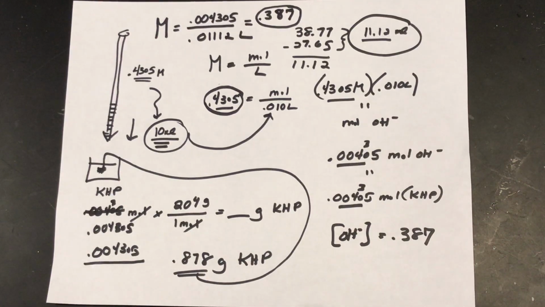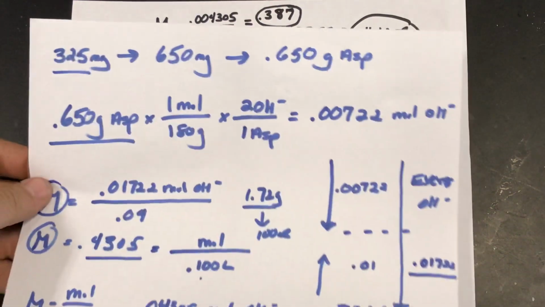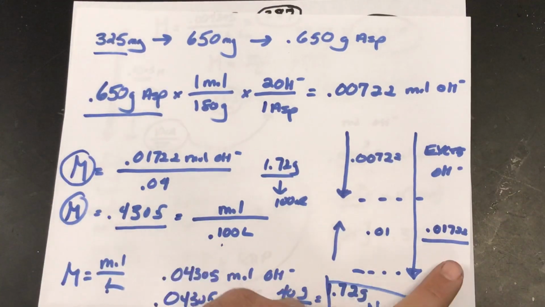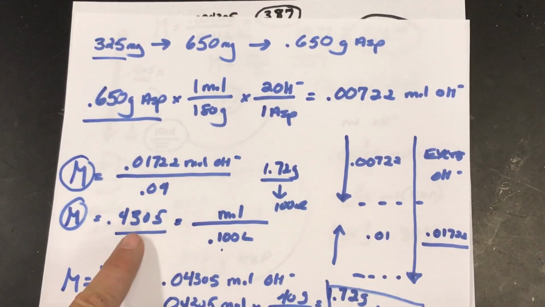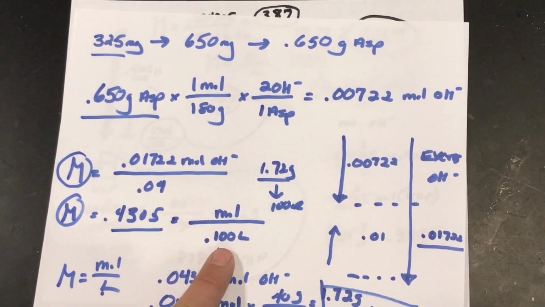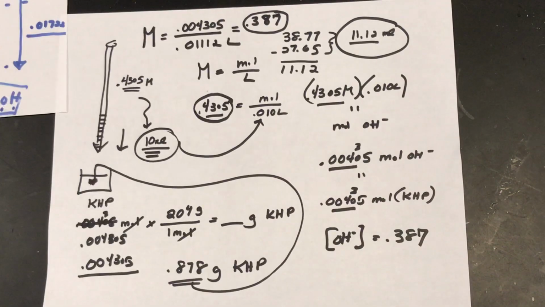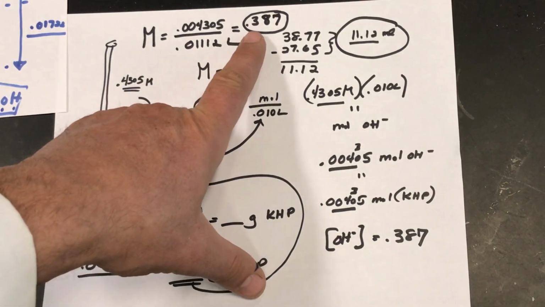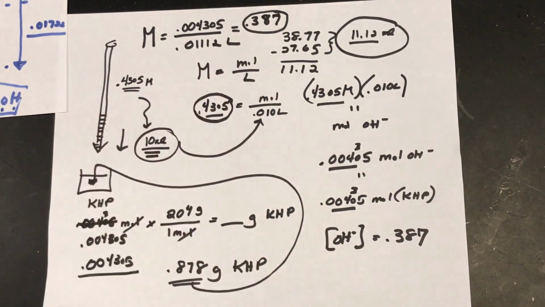All right, so we've done the first part of the lab, okay? And we have our tablets crushed, sitting in water, heated, helping them hydrolyze into the two acid components. We have made our decisions on our excess chemical. We made a molar concentration of 0.4305, at least we thought it was. We made 100 milliliters of it. Then we tested it with KHP and found that it's actually 0.387.